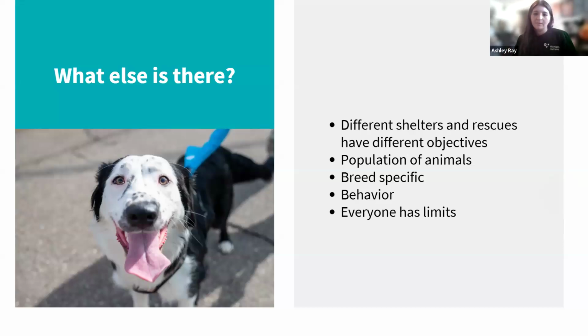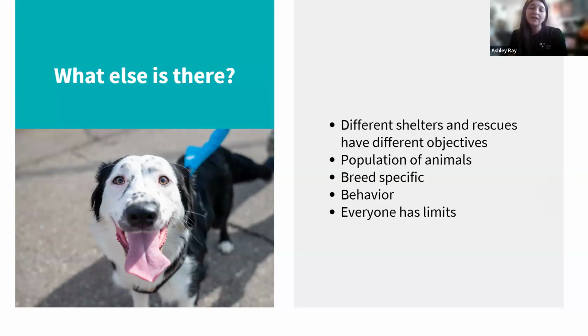So what else is there that might go into this process of open adoption, and some different things that we might have questions about when it comes to open adoption? So we already did talk through this, that different shelters and rescues have different objectives. Their goals might look different than ours. Their ideas of what they want to have happen might look different than ours. It doesn't mean it's wrong, just means it looks different for different organizations or different locations.